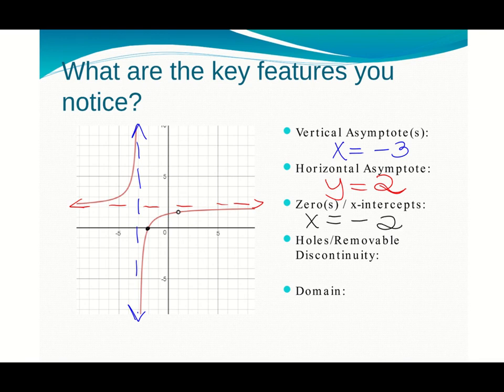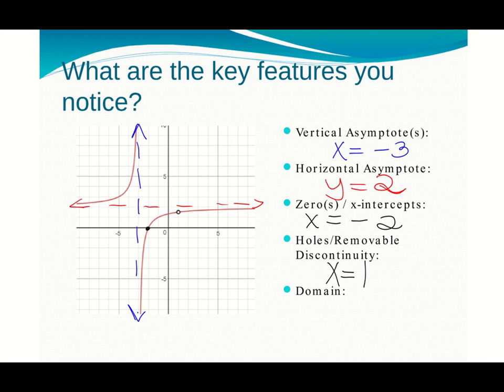And then we want to take a look at our holes here, or any removable discontinuities that we have. So in this case, we only have one, and that's going to be where x is equal to 1. Now, when we get into looking at equations, we're going to find the exact point of our hole. But in this case, we can see it's roughly at about 1.5. But for now, we're just going to identify that as x equals 1.